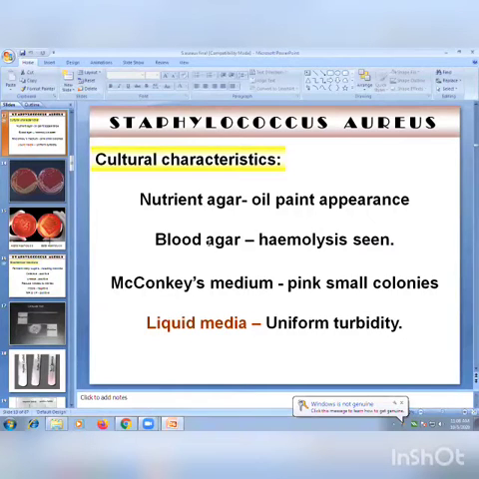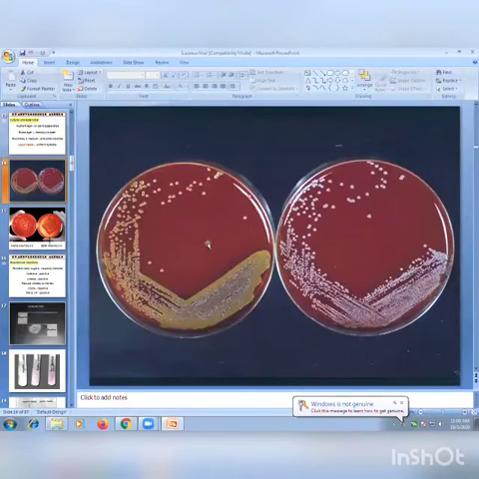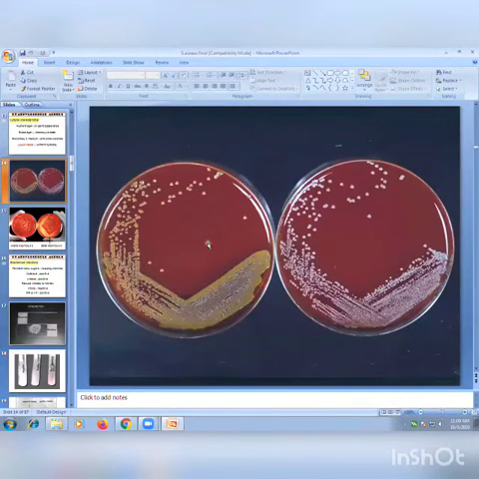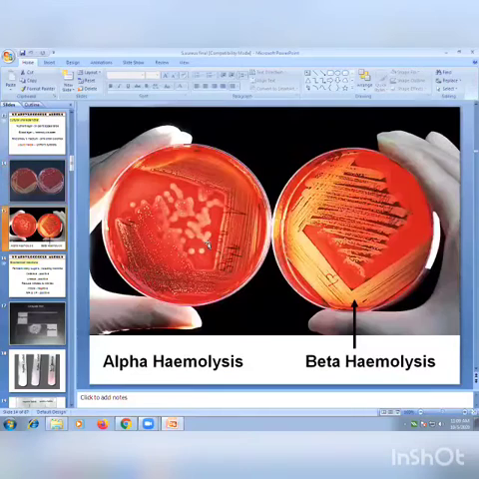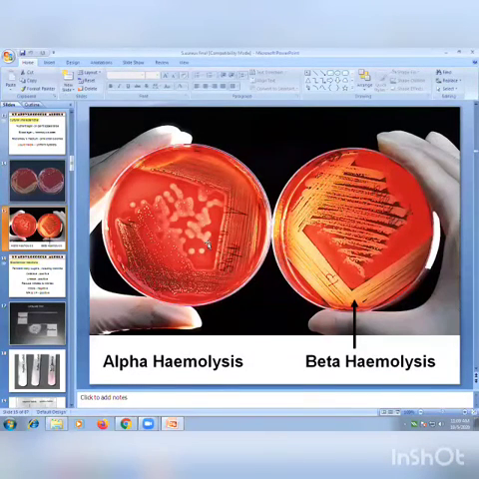After growing in liquid media, uniform turbidity generally occurs. So these are the pictures. Now you see the golden color exactly. So white color by albus and golden color by S. aureus. Again, you see the difference between alpha hemolysis and beta hemolysis. These are beta hemolytic.